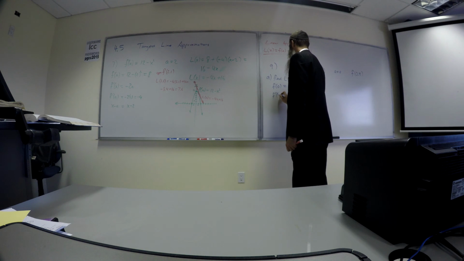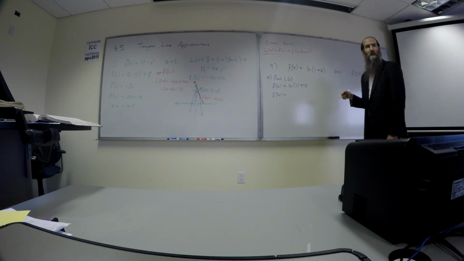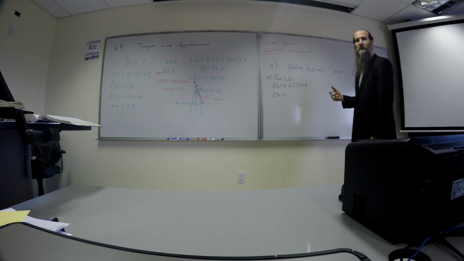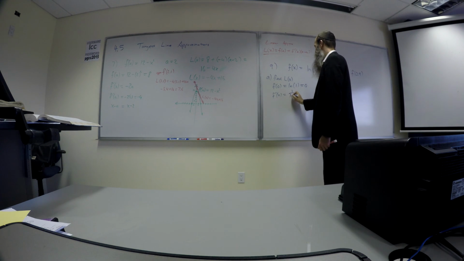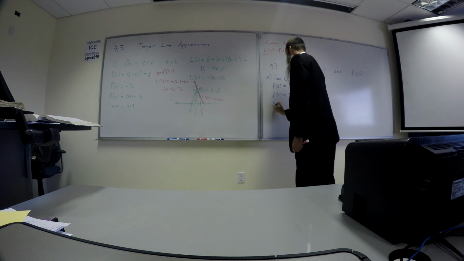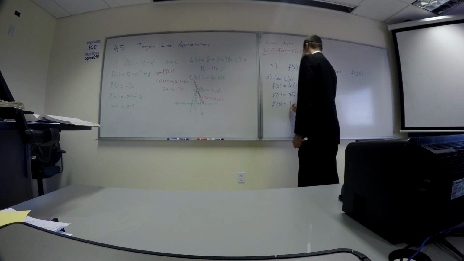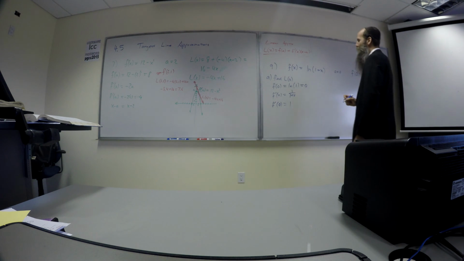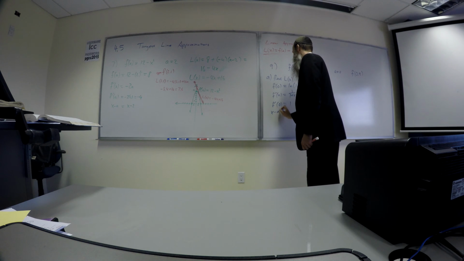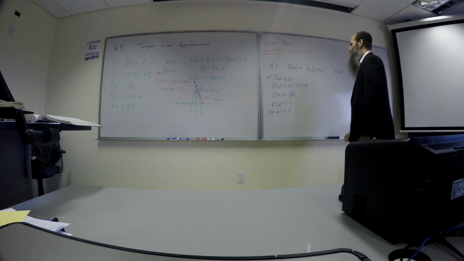F prime of x. 1 over 1 plus x times the derivative of 1 plus x, which is 1. So 1 over 1 plus x. Agreed? Derivative of natural log. So 1 over 1 plus x. F prime at 0 is 1. X minus a is x minus 0. So just x. All right, so we're just plugging the pieces now.